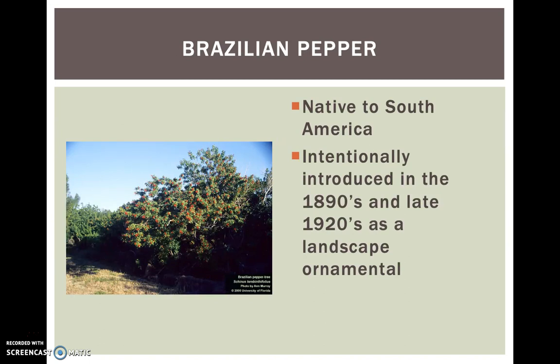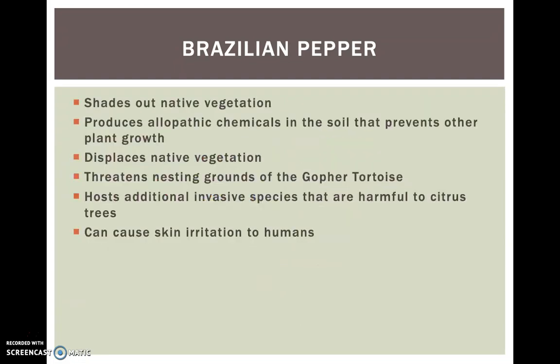The Brazilian pepper. Native to South America, it was intentionally introduced in the 1890s and then again in the late 1920s as a landscape ornamental. The Brazilian pepper shades out native vegetation. It also produces allelopathic chemicals in the soil that prevent other plant growth, displaces native vegetation, and threatens the nesting grounds of the gopher tortoise. It hosts additional invasive species that are harmful to citrus trees and can cause skin irritation to humans.